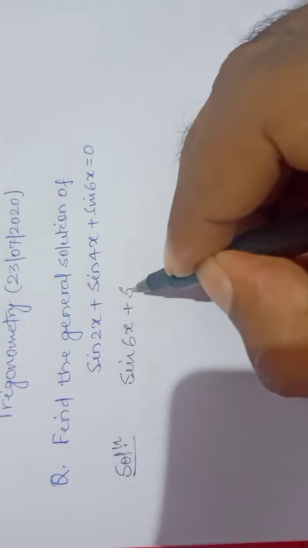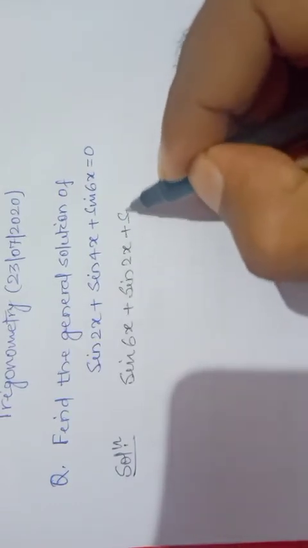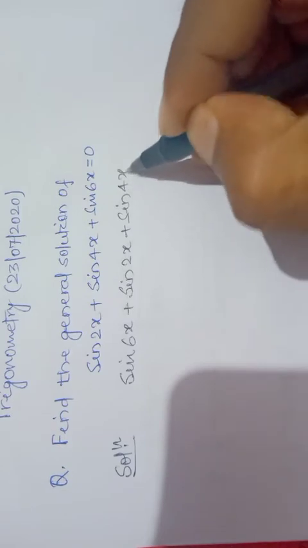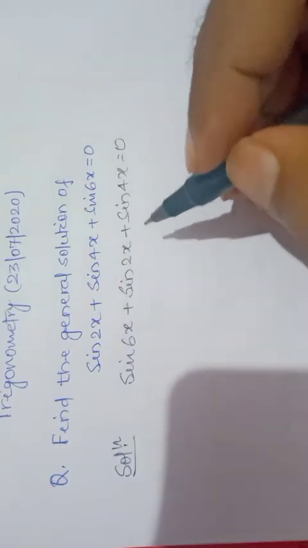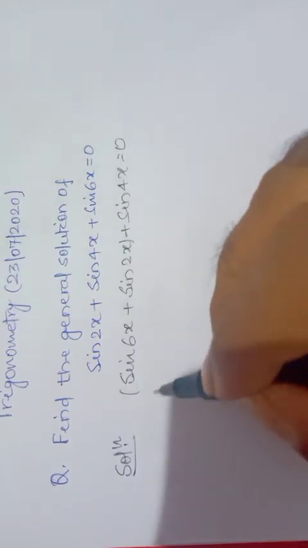So first, rearrange the terms. First step, rearrange the terms. I write it as sin 6x plus sin 2x plus sin 4x equals 0. Now apply the formula for sin C plus sin D in the first two terms.